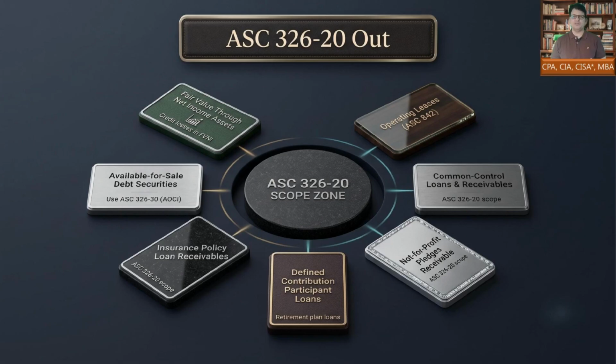Loans to participants in defined contribution plans, insurance policy loan receivables, not for profit pledges receivable, common control loans and receivables, and operating lease receivables under ASC 842 are also excluded. These exclusions prevent us from applying CECL where another model controls.